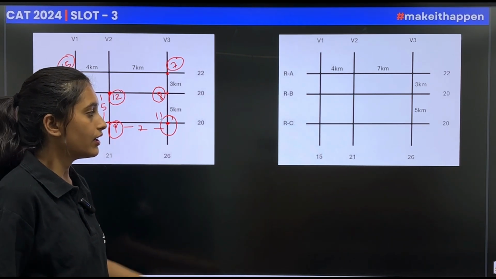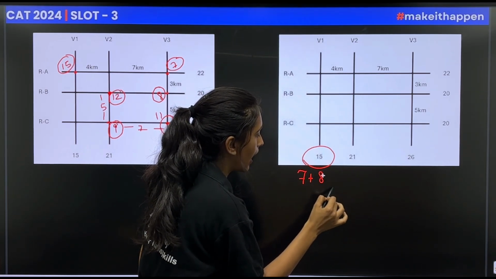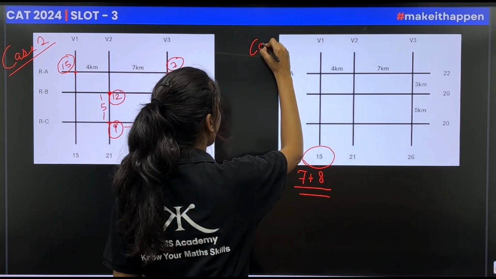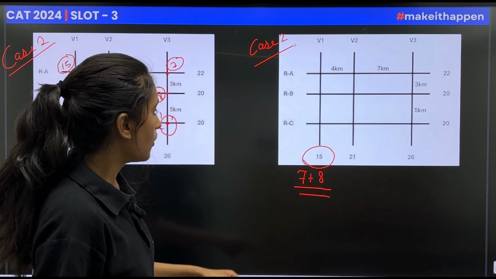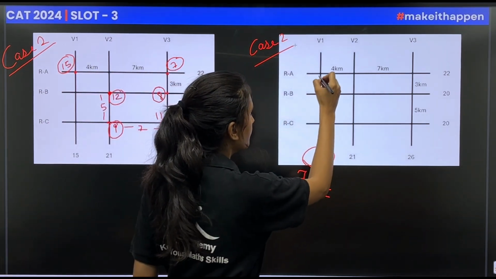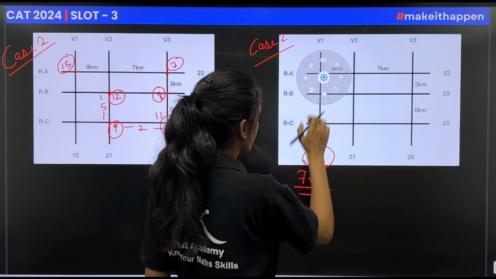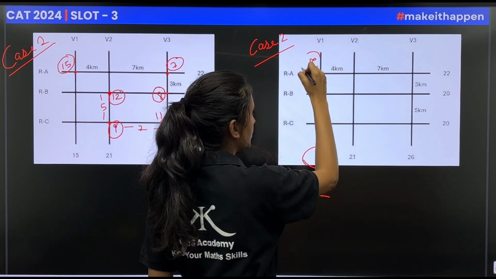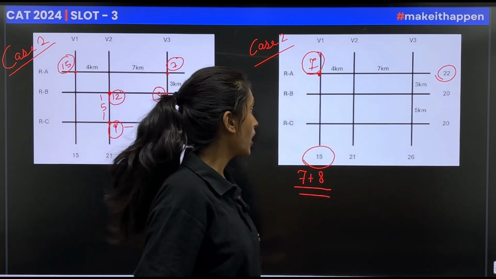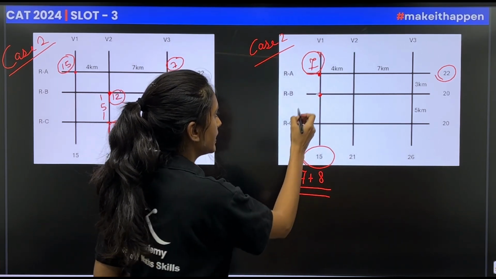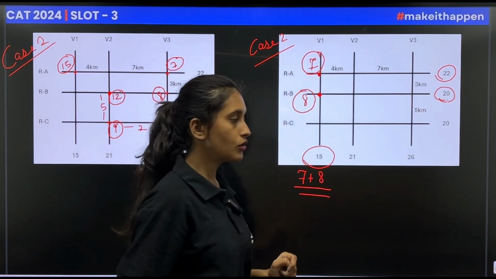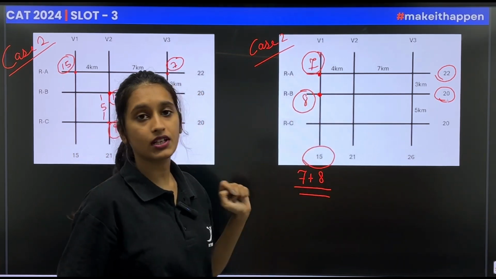Now let's see the case where 15 comes when 7 plus 8 are added up. Now I want 7 and 8 to be present over here. If I take my 7 to be present over here, then I want 15 to be present somewhere over here to make it a total of 22. And if my 8 is present over here, I want something over here that adds up to 20. So 12 is the only number which gets added up to 8 and gives us 20.